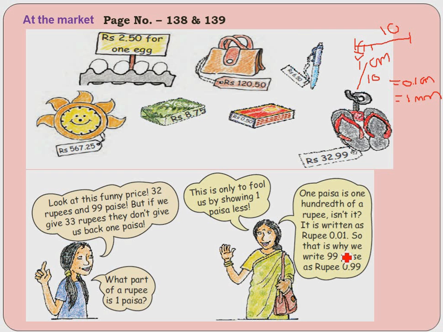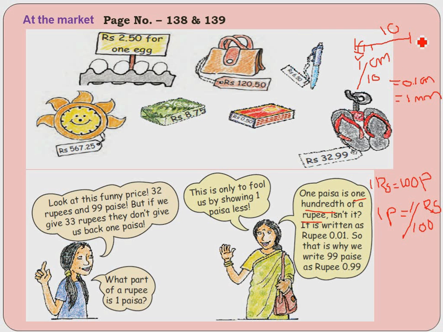Now similarly, 1 paisa is 1/100th of a rupee. You all know 1 rupee, how many paisas are there? 1 rupee means how many paisa? 100 paisa. 1 rupee is equal to 100 paisa. Now if I want 1 paisa, how will I get it? You have to divide by 100 on both sides. That is 1/100th of a rupee. That is written here.